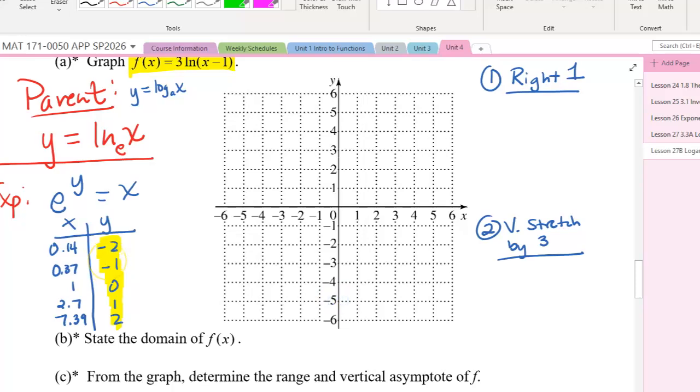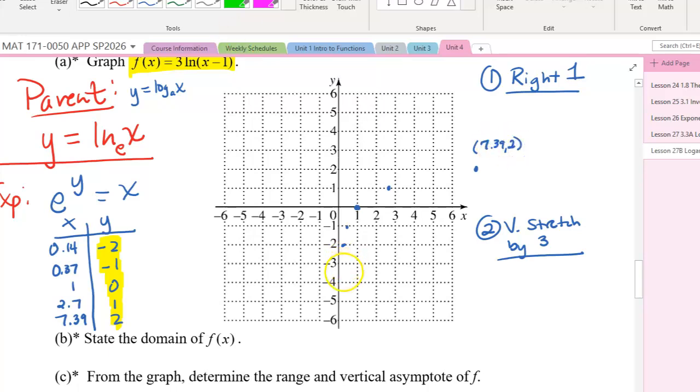Now what we want to do is transform this function. And I'm going to go ahead and graph the parent function just so we can see the transformations. So we have 0.14, negative 2. Sorry, let me switch for my highlighter. We have 0.37, negative 1. We have 1, 0, so there's our x-intercept. 2.71 and 7.39 is going to be off the coordinate plane.